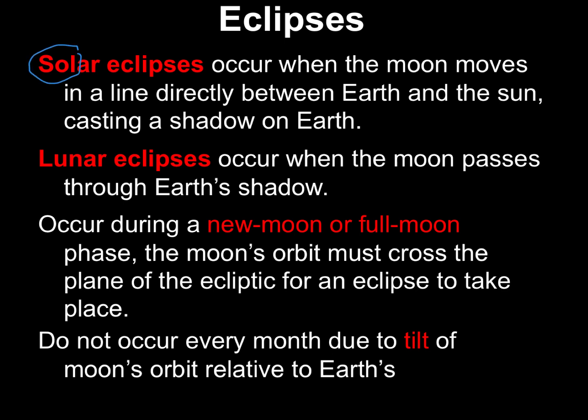Sol means sun. So solar eclipses are when sunlight is blocked. Lunar eclipses are when the moon passes behind the Earth and into Earth's shadow. Luna means moon. So lunar eclipses are when moonlight is blocked. Solar eclipses always happen during a new moon phase, and lunar eclipses always occur at the full moon phase. But again, they don't happen every month because the moon's orbit is tilted.